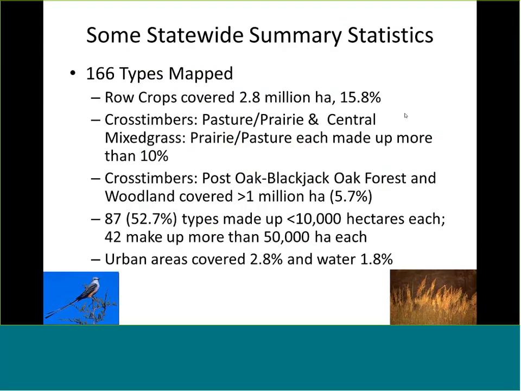These are some statewide statistics. Row crops are the biggest single class. There are cross timbers and prairie and mixed grass prairie pasture. Each make up 10% of the area and so on. One of the things to note here is that there are 87 types that make up fewer than 10,000 hectares each, so they're not very common, but they could be important to individual species or in and of themselves for conservation. They add local variation.